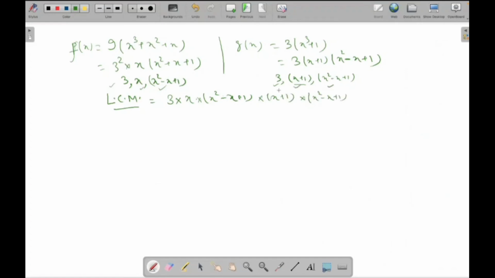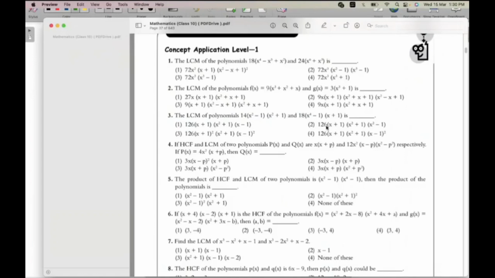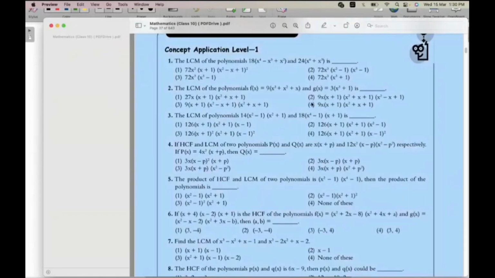Now I've written. Now I have to look at the highest power of each of them. So 3's highest power is 2, so I'll write 2. X's highest power is 1, so this is fine. X square minus x plus 1, highest power is 1, is fine. X plus 1's highest power is 1, fine. So now I've got 9 into x plus 1 into x square minus x plus 1 into x square plus x plus 1. This is minus, this is not minus, this is plus. This is plus. This is plus. So now you can see one of these will be probably this is the one. Second option is the one.